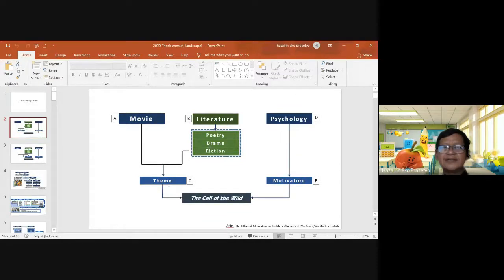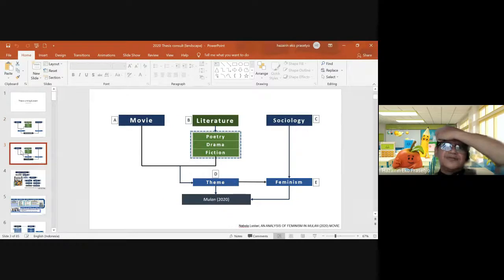So movie and literature meet here in theme. Both movies and fiction have something in common, that is theme. The theme of what? The theme of the story. The story of what? The story of a movie. The movie is called The Call of the Wild. And the theme you are going to analyze, the focus of analysis, is motivation, not all the themes of the story. This is one example.